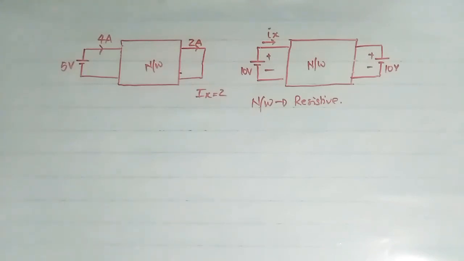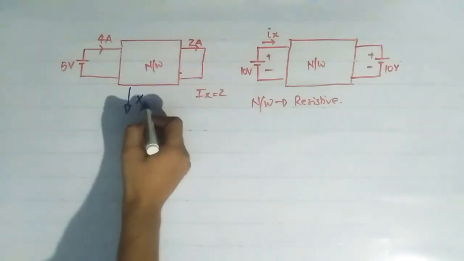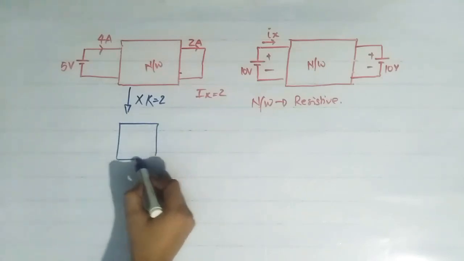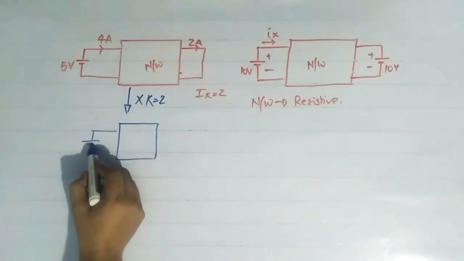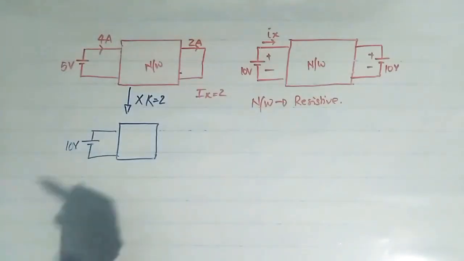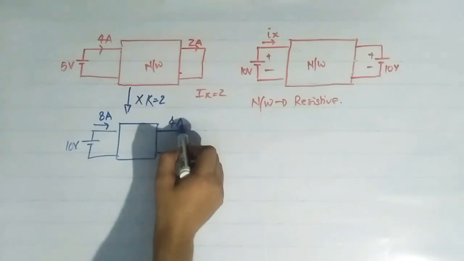So first we will apply the principle of homogeneity. As per the principle of homogeneity, if any source voltage or current source in any branch is multiplied by factor k, then the response in each branch will also get multiplied by that factor. Suppose this 5 volt is multiplied by factor k equal to 2, then this will become 10 volt. Then current in all the branches will also get multiplied by 2. So here current will become 8 ampere, and here the current will become 4 ampere.